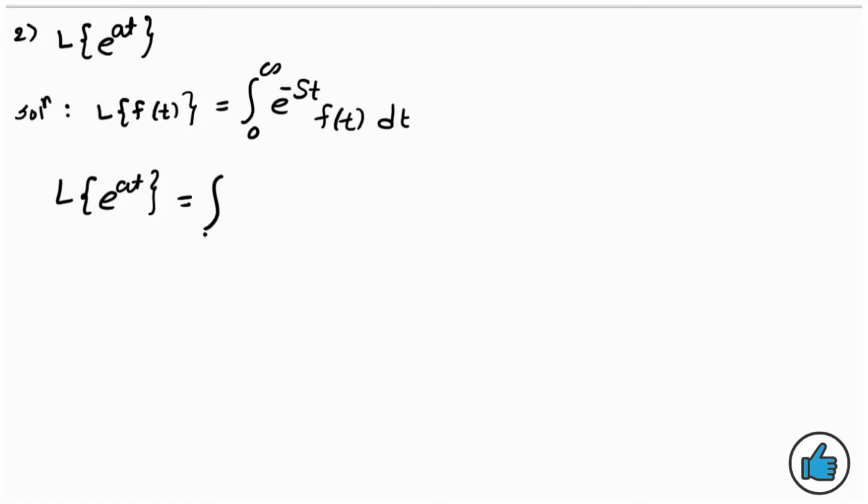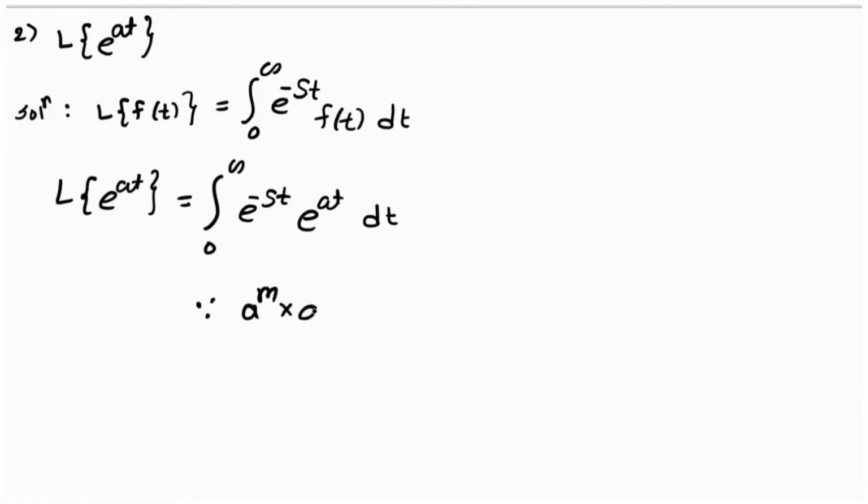So therefore, integral 0 to infinity e raised to the power minus st, and put the value of the function, which is e raised to the power at, dt. Now both terms contain the power of e, and we know that a raised to the power m multiplied by a raised to the power n has the same base, so we can add their powers: m plus n. Using this concept, we get integral 0 to infinity e raised to the power minus st plus at into dt. Here I am taking the addition of their powers.